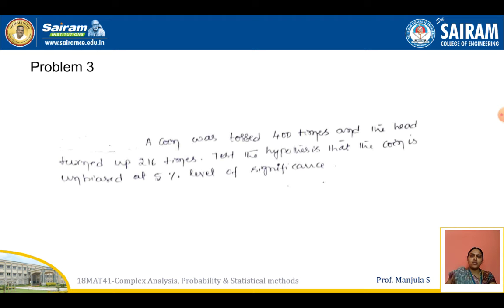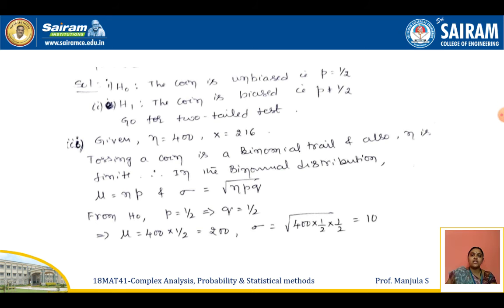A coin was tossed 400 times. How many times are they going to toss the coin here? 400 times they are going to toss, and the head turned up 216 times. Test the hypothesis that the coin is unbiased at 5% level of significance. Now here is the statement they have given. We have to test the hypothesis that the coin is unbiased. So first we have to define the null hypothesis. So H naught will be: the coin is unbiased.